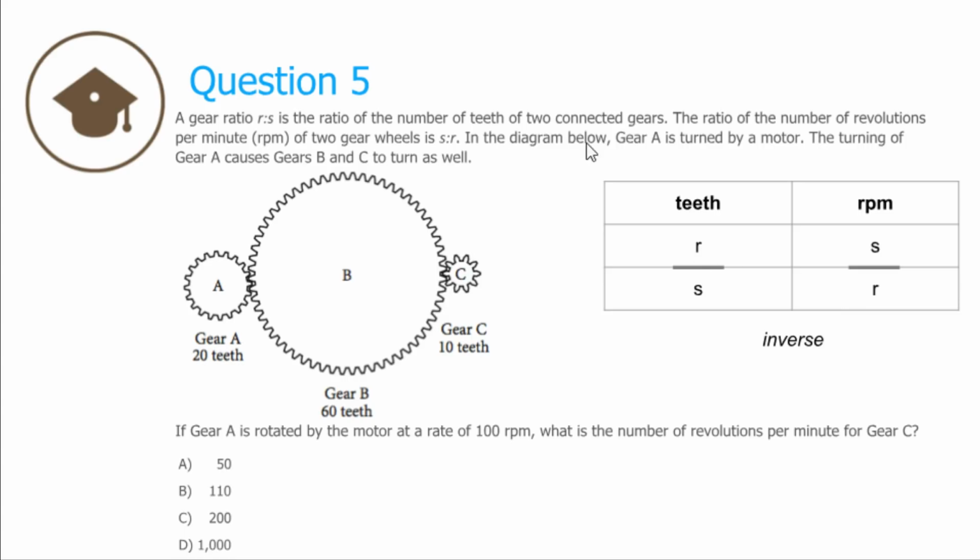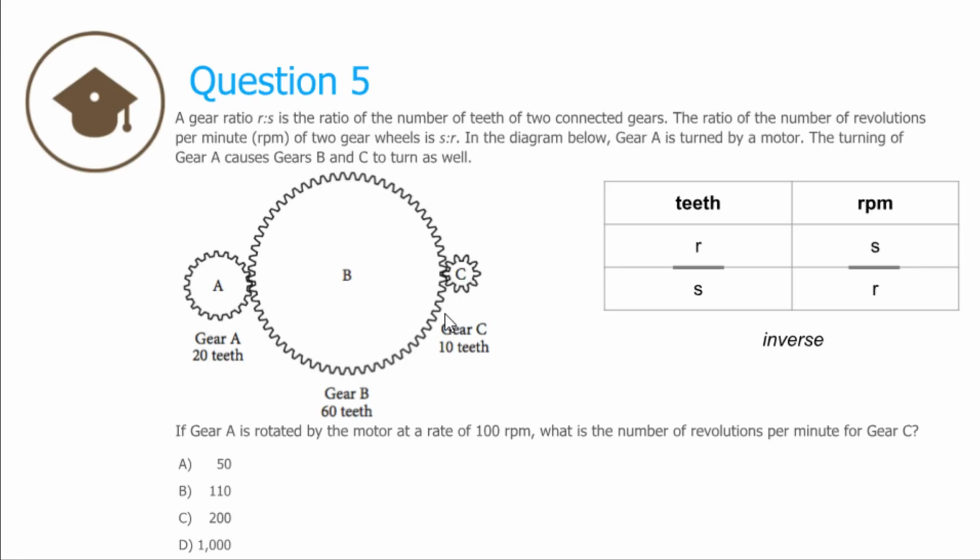All right, in the diagram below, gear A is turned by a motor. The turning of gear A causes gears B and C to turn as well. Cool, this all makes sense. Also, looking at this diagram, we see that it tells us that gear A has 20 teeth, gear B has 60 teeth, and gear C has 10 teeth. So we know things about the number of teeth. We don't know anything about the RPMs at this point.